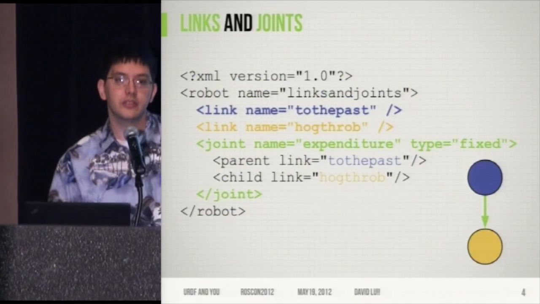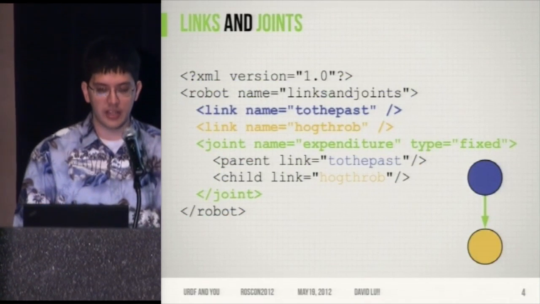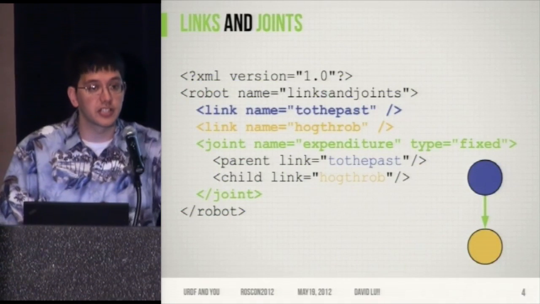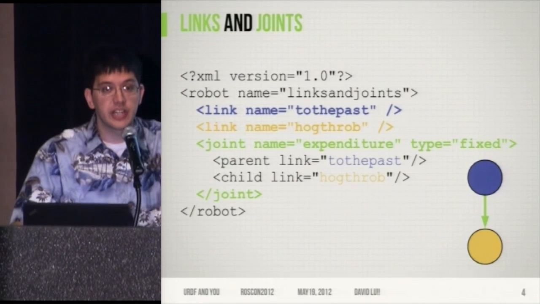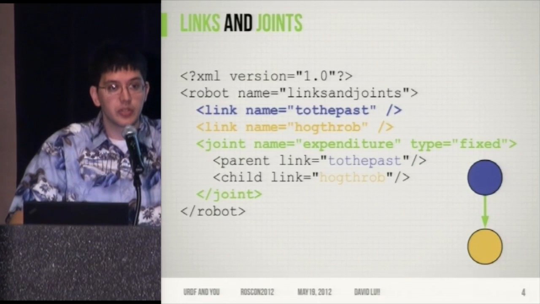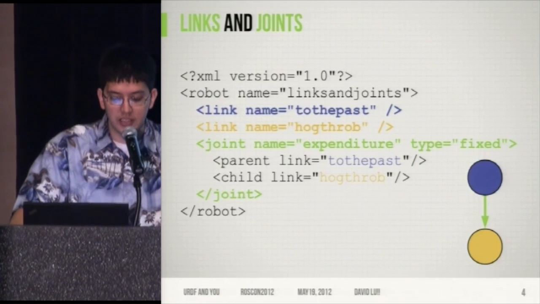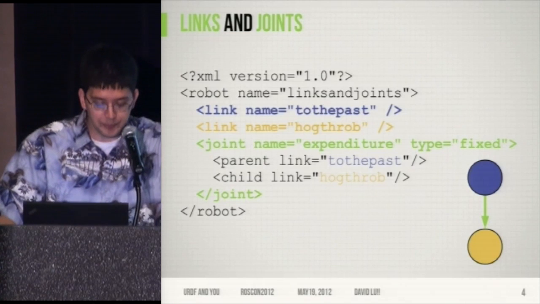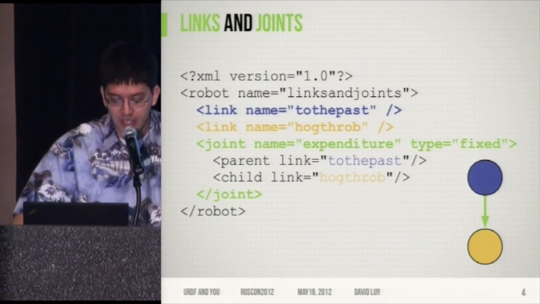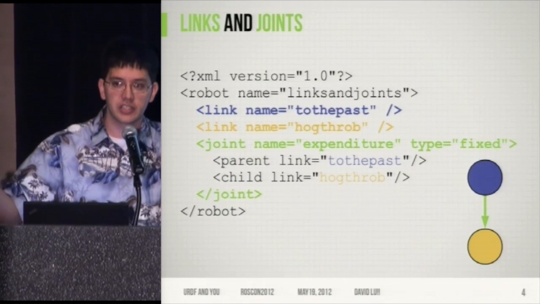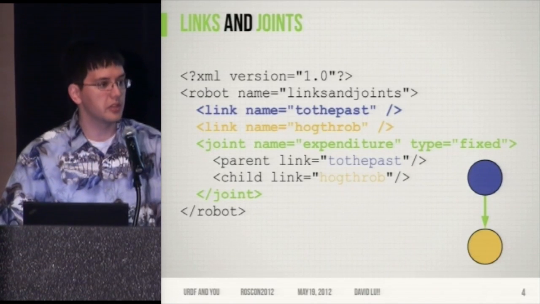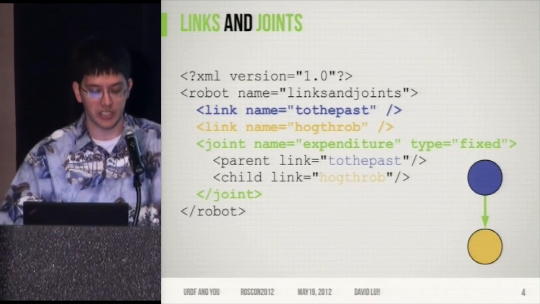So when we get down to it, URDF is XML, and it's made up of links and joints. Here we have at the top our XML specification. The overall wrapper tag is called robot, oddly enough. And then inside we have links and joints. Here we have two links, and they are connected with a joint. We connect the two links with that joint, with them having a parent and child relationship.